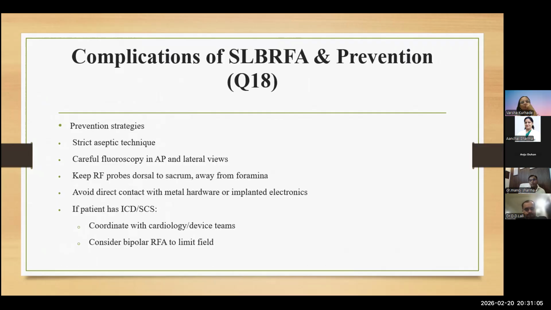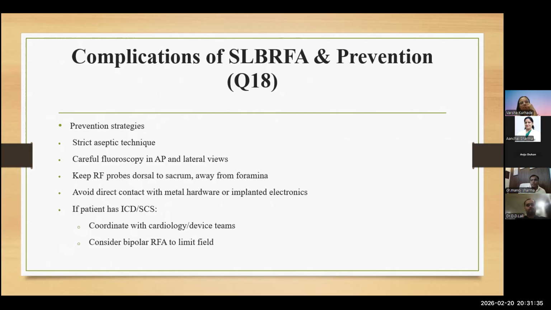Then how to prevent these complications: the guidelines say we should use strict aseptic precautions, and fluoroscopy should be used for getting the proper AP or lateral view before giving the injection. And we should keep RF probes dorsal to the sacrum, away from the foramina.